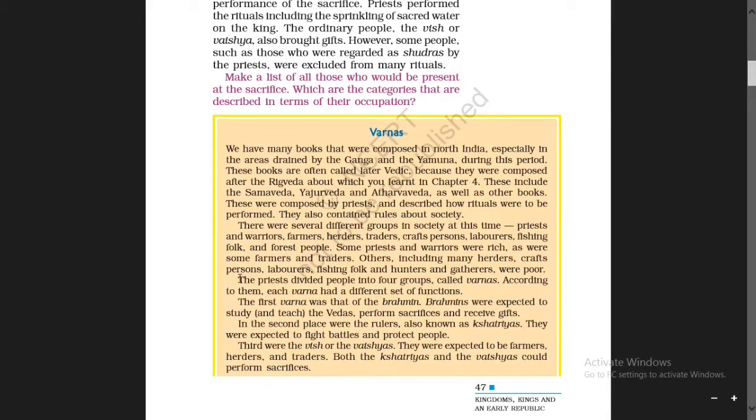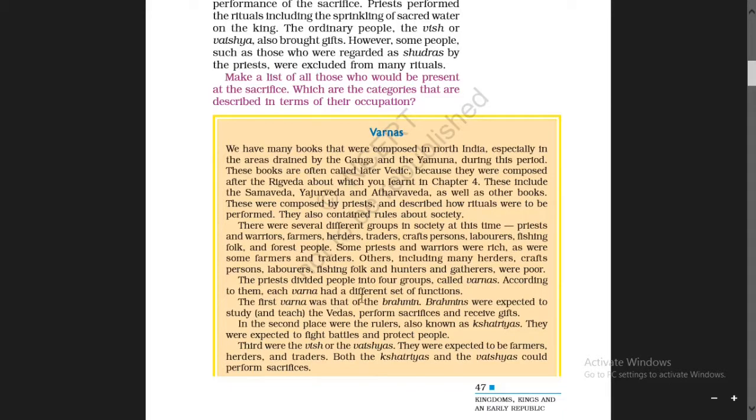So such types of people are included here. The priests divided people into 4 groups called Varnas. According to those priests, each Varna had a different set of functions. Their profession, their work was different.